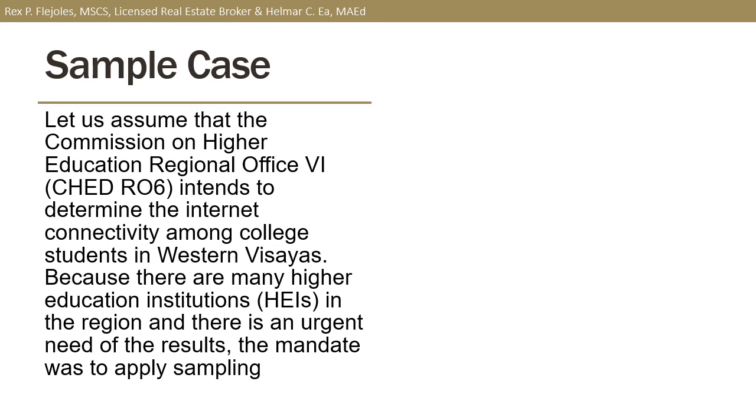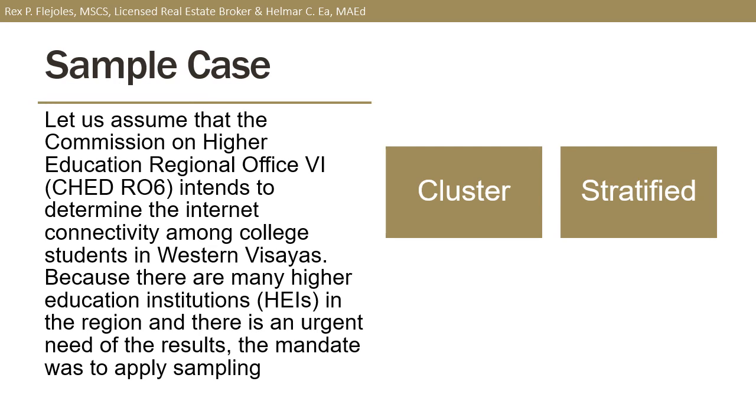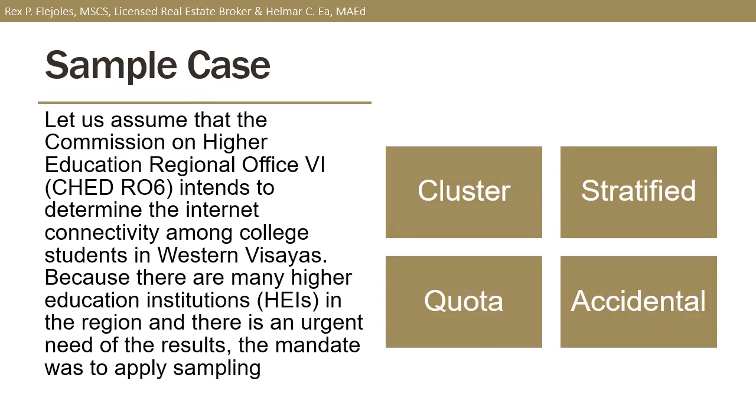Depending on the study, one may identify the most appropriate sampling technique based on some considerations. But it is even possible that several sampling techniques may be applied in one study, commencing with an initial sampling technique. In this study, among the most appropriate initial sampling techniques to choose from are as follows: cluster sampling, stratified sampling, quota sampling, and accidental sampling.